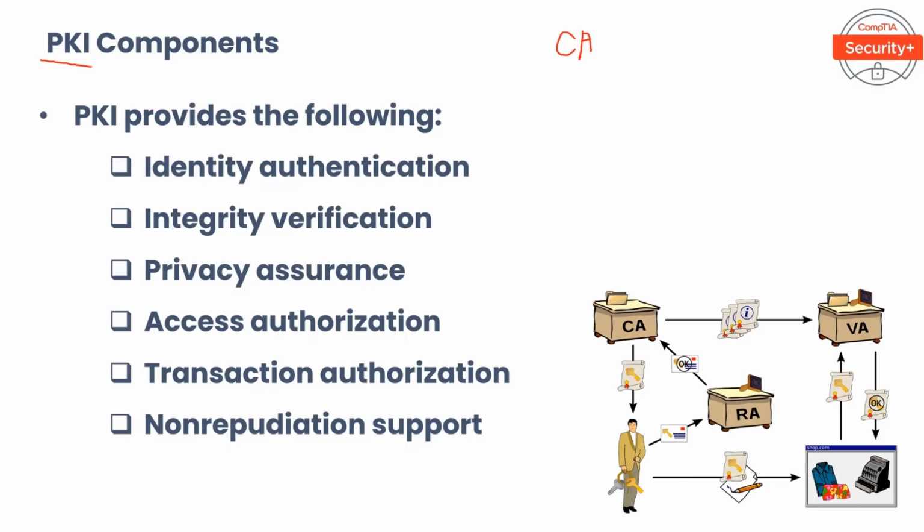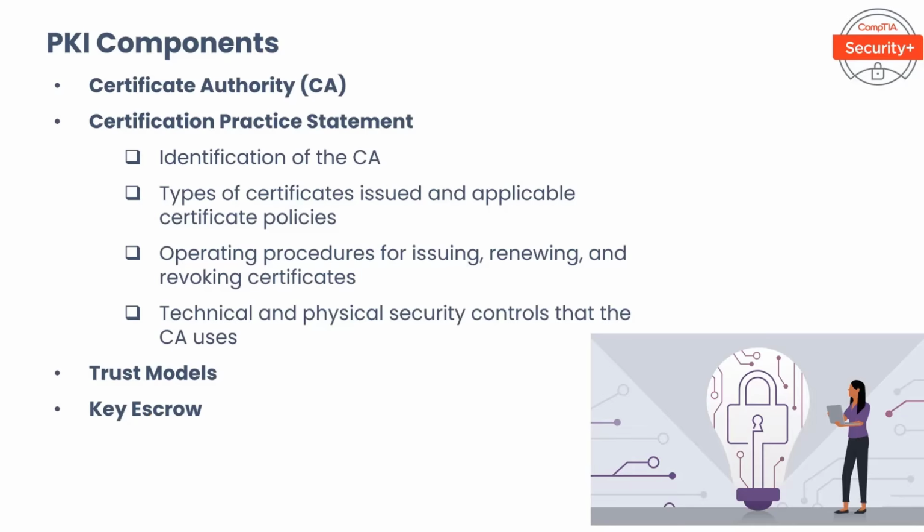PKI is widely used to provide secure infrastructure for applications and networks, including access control, resources from web browsers, and secure email. Now, PKI protects information by providing the following. It can provide identity authentication. It provides integrity verification. It provides privacy assurance, access authorization, transaction authorization, and non-repudiation support. So a public key infrastructure consists of technologies and policies for the creation and use of digital certificates.